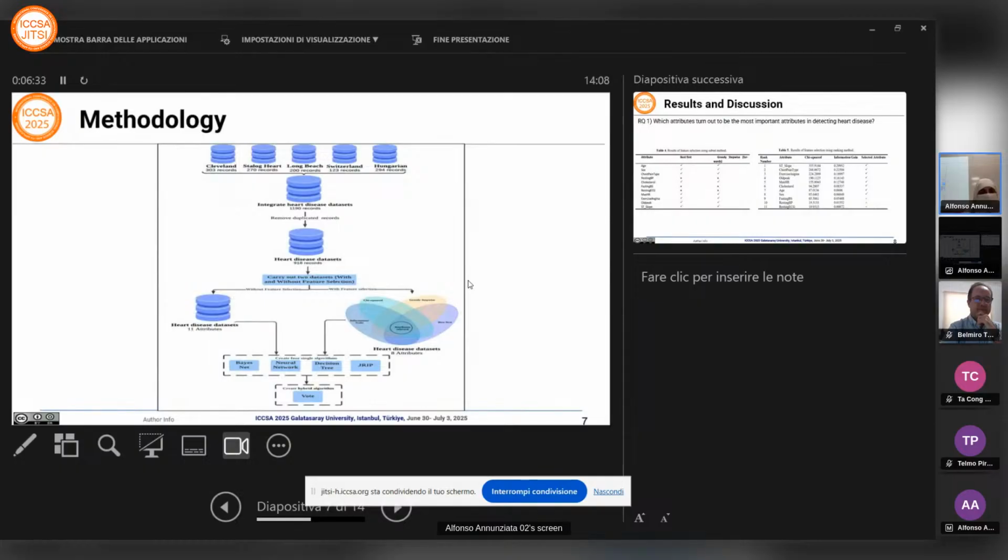So I collect, I integrate 5 data sets. All these data sets are publicly available. And I create a new data set, namely the heart disease data set. Then I apply the pre-processing technique. The first one, remove duplicate records, because they have 5 data sets and some records are duplicated. For this reason, we removed these. So I ended with about 900 records.